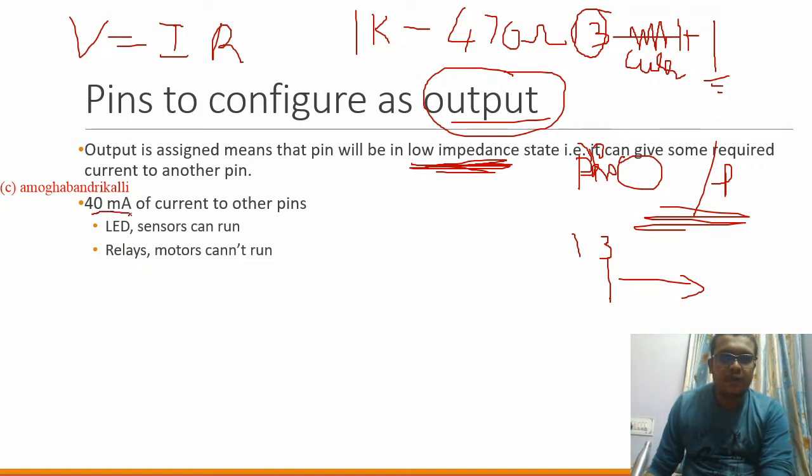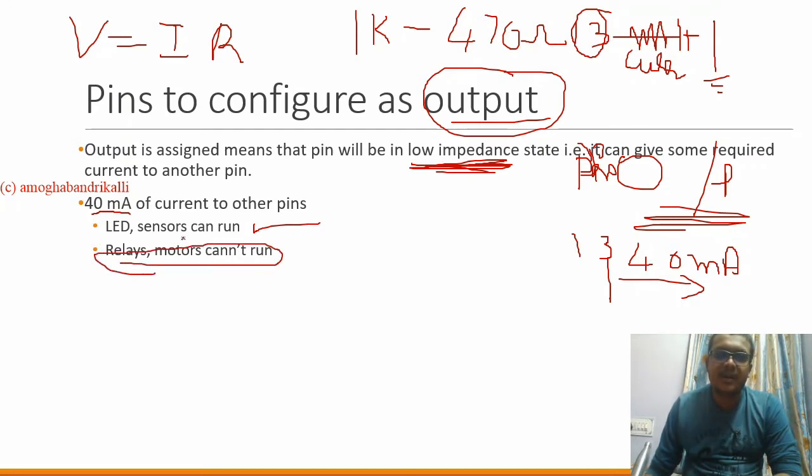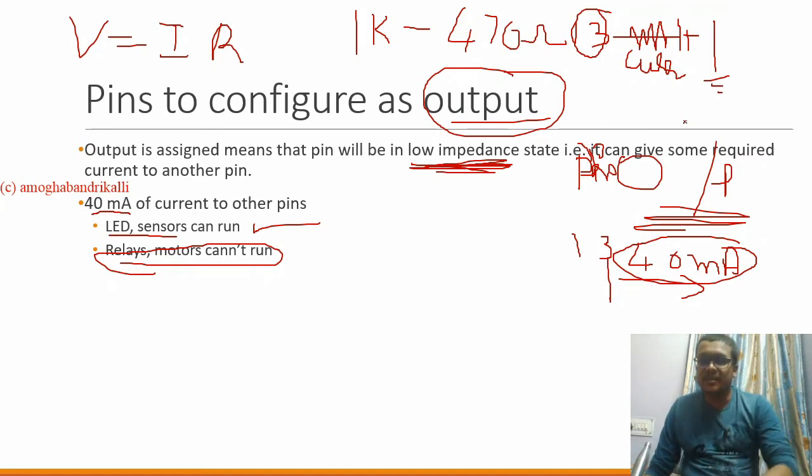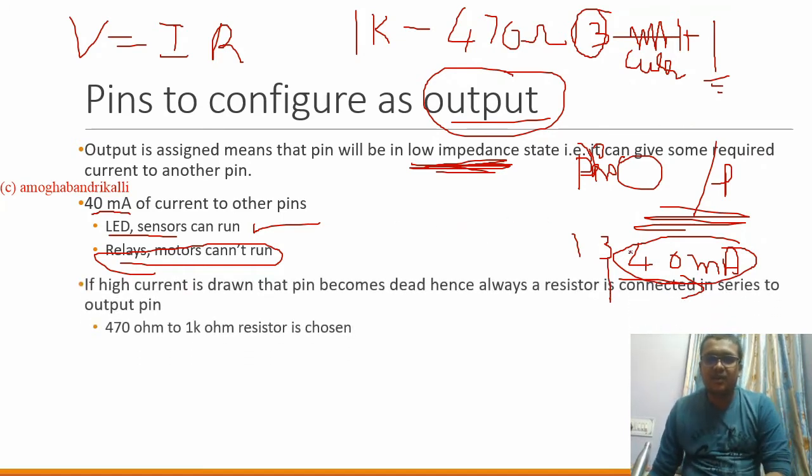A pin can give 40 milliamps of current. So directly here we will be sending 40 milliamps of current, a very small current. This can run LEDs and sensors, but it cannot run relays or motors. And we cannot continuously provide this 40 milliamps of current, so the pin will be damaged. In order to avoid it, we connect a resistor in series with it. So preferably this is the value. That is what I have been explaining here.